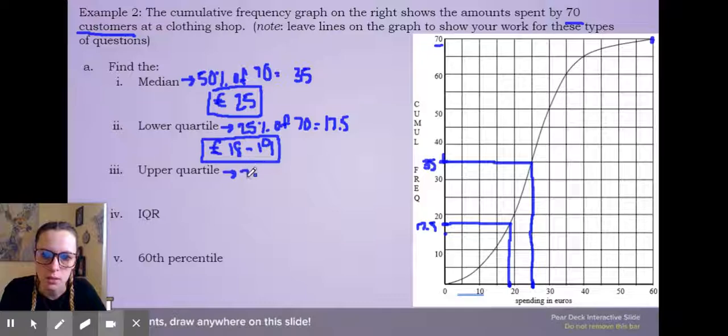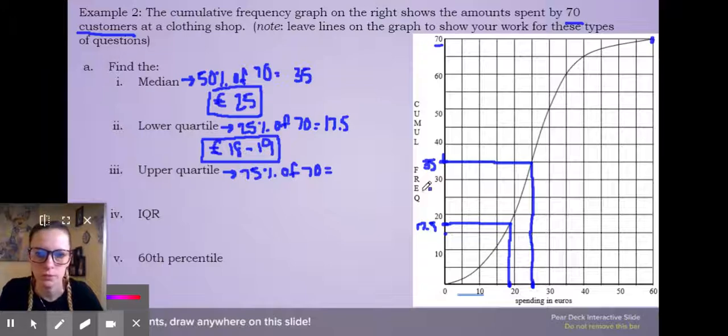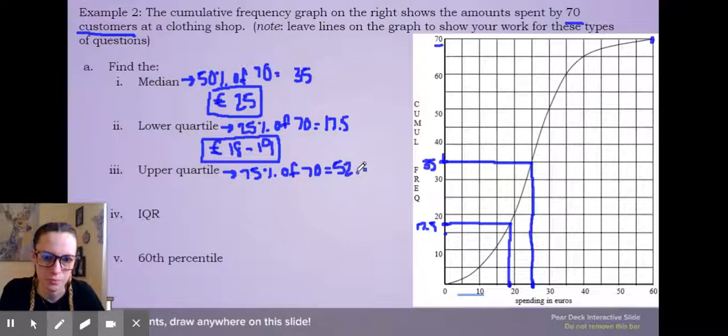With my upper quartiles, so 75th percentile, I'm going to find first 75% of 70. I'll be looking at 52 and a half. So again, up my y-axis, 50, so 52 and a half will be here. As straight as I can over to my graph or my curve, and then straight down, or as straight as I can.